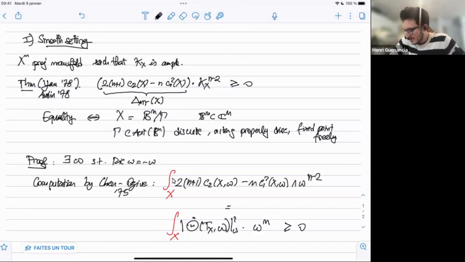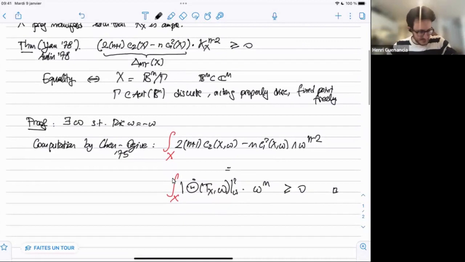And that means that omega has constant bisectional curvature, which now we know very well is equivalent to X being uniformized by one of the three model spaces, and in negative curvature, the model space is just the unit ball in C^n. And this is how we get that the universal cover of X is the ball. Okay, so this is the proof, one possible proof of that inequality and the characterization of equality.